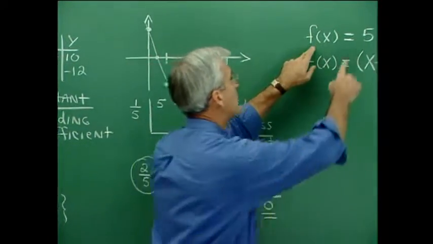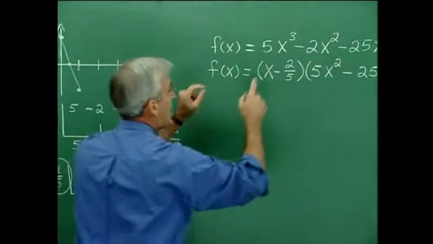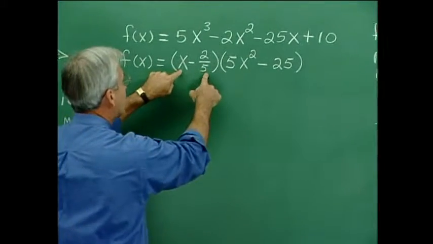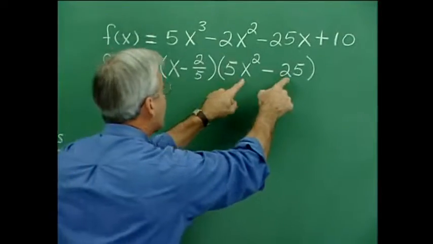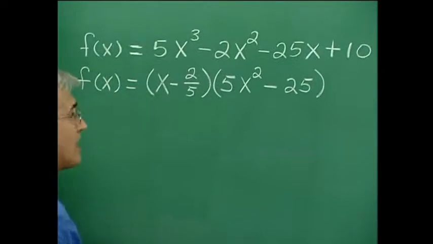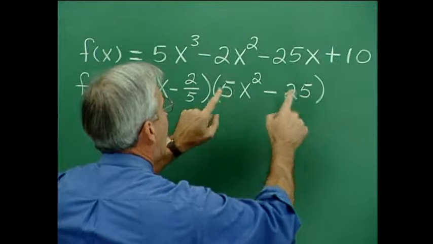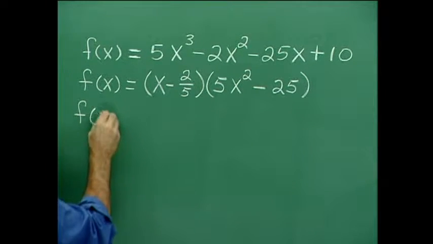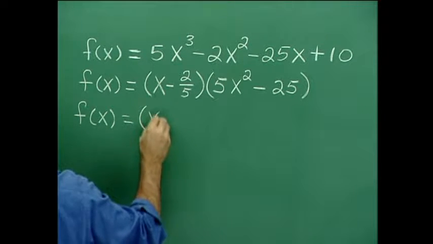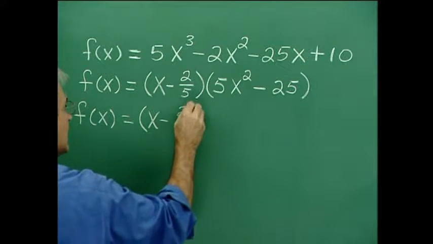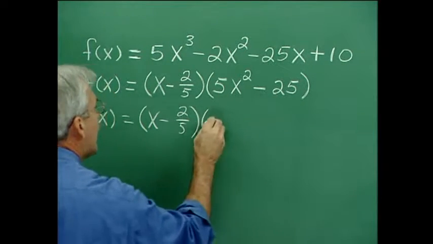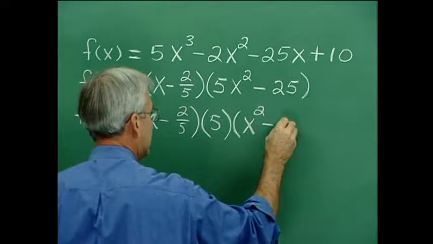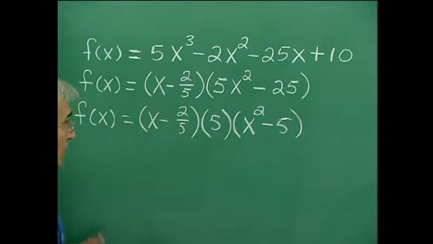So our original function was this, and now with 2/5 as a 0, x minus 2/5 is a factor, and the other factor we read from the bottom of the synthetic division, and here it is. And now away we go with continuing to factor and identify zeros. I see a common factor here of 5, and I'll take that out. And now I'm looking to factor this.